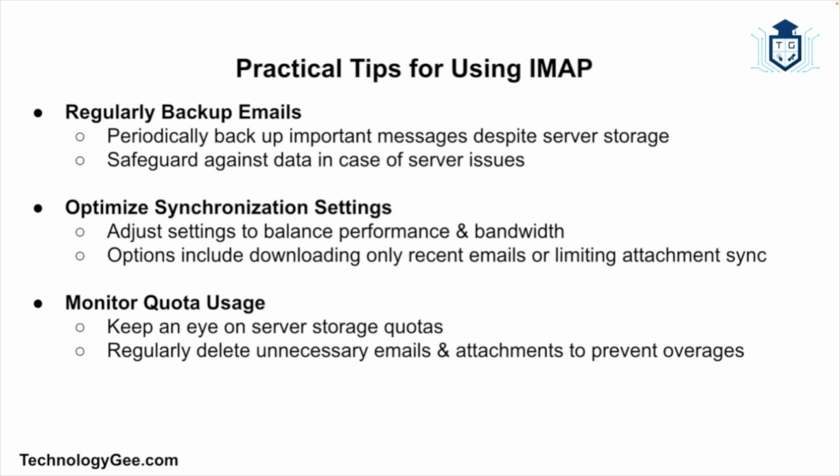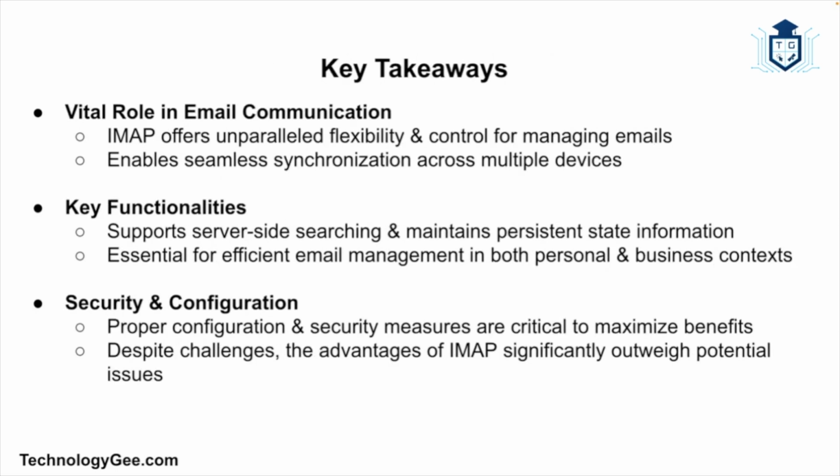You want to optimize synchronization settings. You want to adjust your email client synchronization settings to balance performance and bandwidth usage. For example, you can choose to download only recent emails or limit the synchronization of attachments. And then you want to monitor your quota usage. Many email servers impose storage quotas, so you want to keep an eye on your usage and regularly clean up unnecessary emails and attachments to avoid hitting your limit.